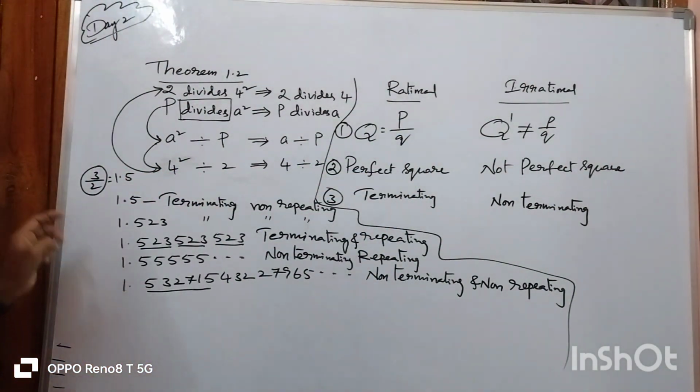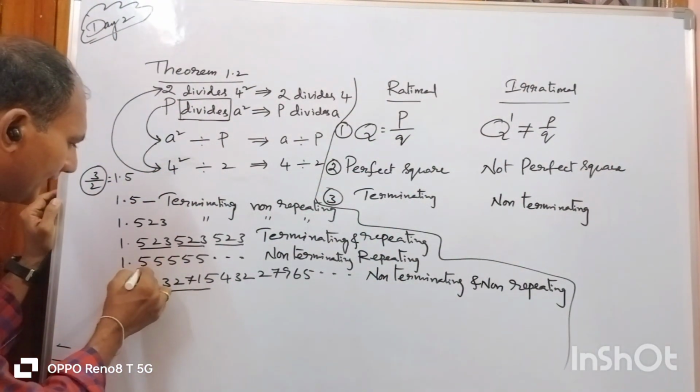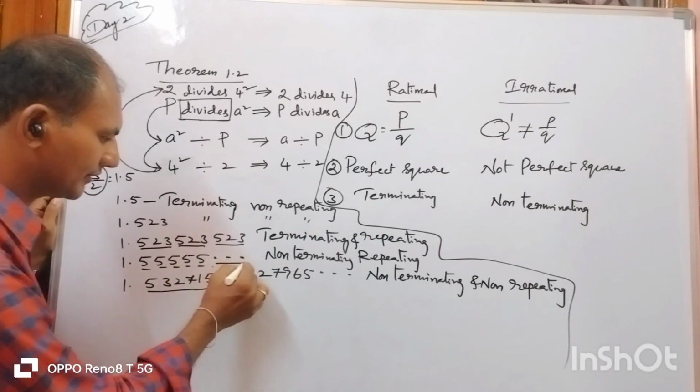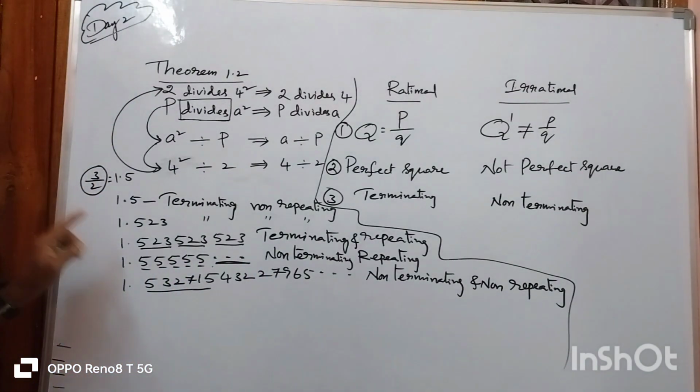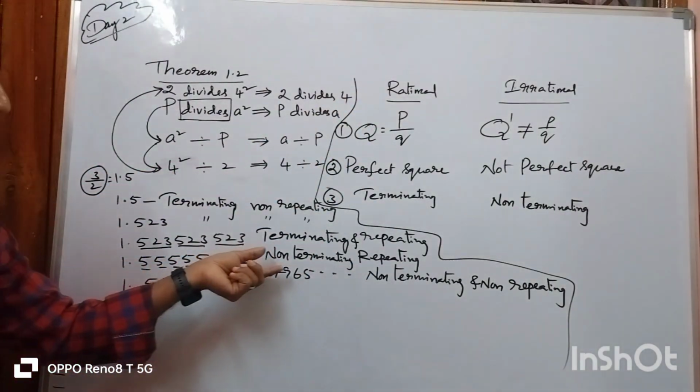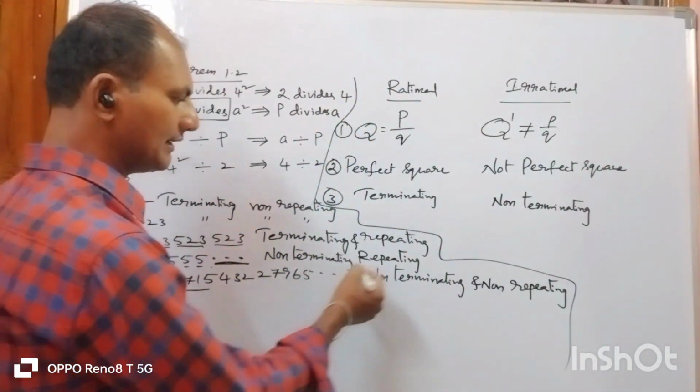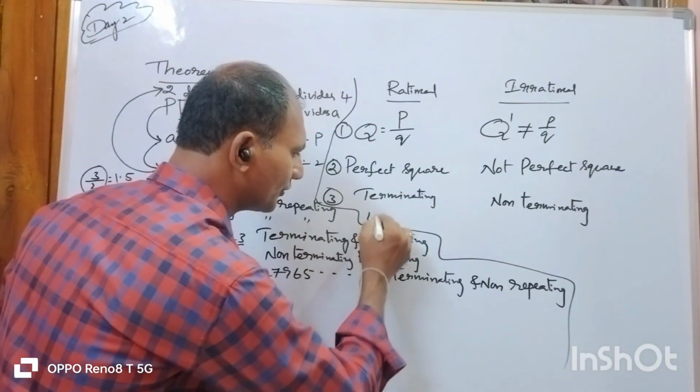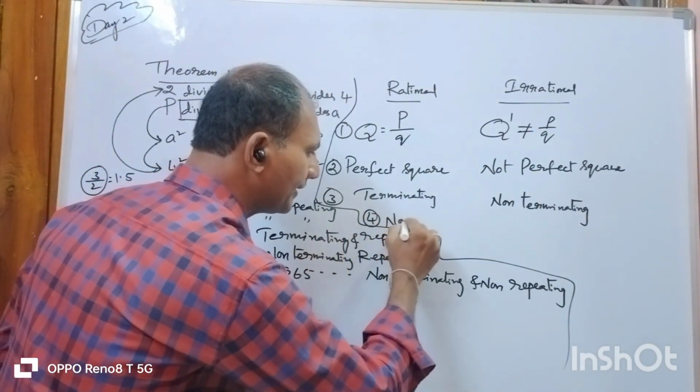And one more. See, 5, 5, 5, 5, 5, and so on. But this is terminating. This means this is a rational number. Means non-terminating, repeating. Fourth one, non-repeating.